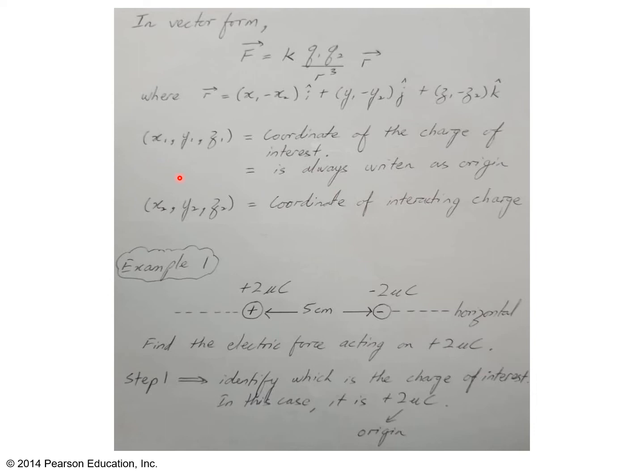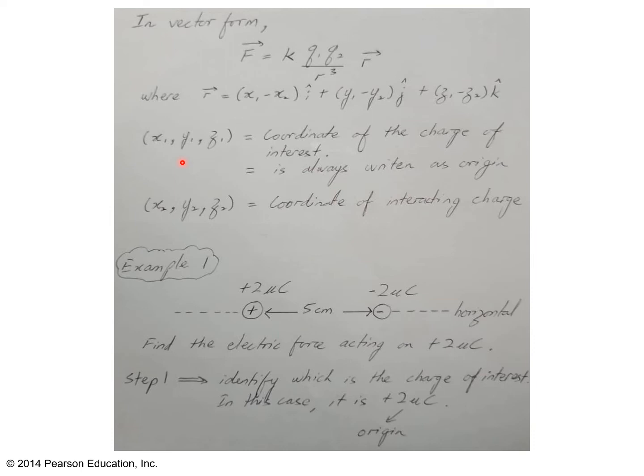Now this x1, y1, z1 is actually the coordinate of the charge of interest. What is the meaning of charge of interest? Charge of interest means the charge that we are trying to calculate. If the question wants you to calculate the electric force acting on charge system A, then the location of charge system A will be x1, y1, z1.